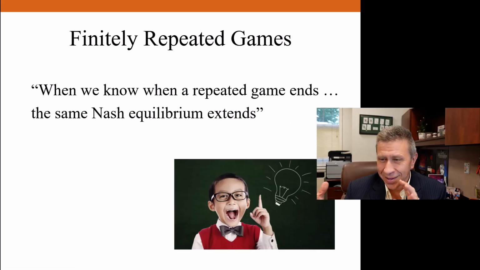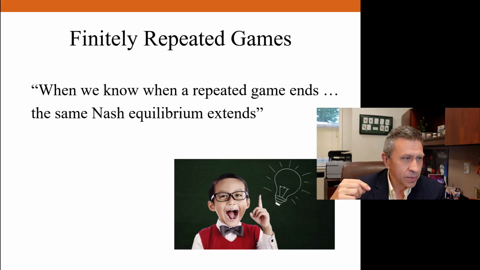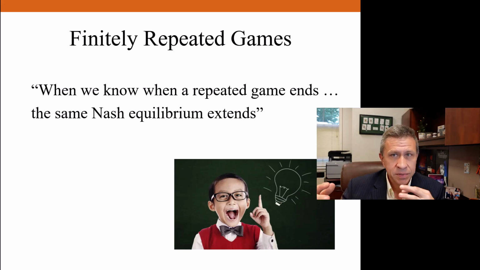If you like, here's a catchy little poem, hopefully it might help some of you with this. If we know a repeated game ends, the same Nash equilibrium extends. A finite game, same Nash equilibrium every time. Doesn't matter if it's repeated twice, 5 times, 10 times, or 1,038 times. Same Nash equilibrium every time.